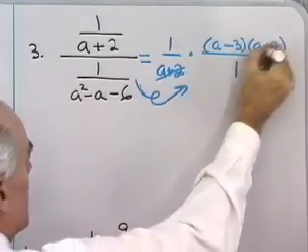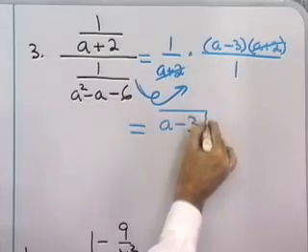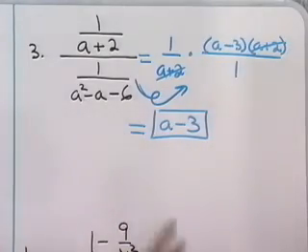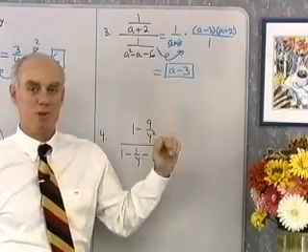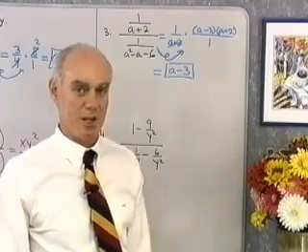Now the a plus 2's divide out, and when I multiply, what I have left is just a minus 3 over 1, which is just a minus 3. So here I use my first method again, where I think of it in terms of division and change division to multiplication by the reciprocal.